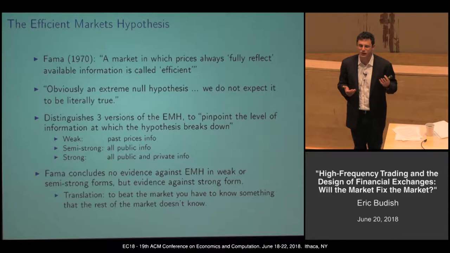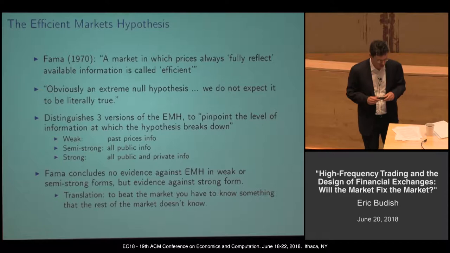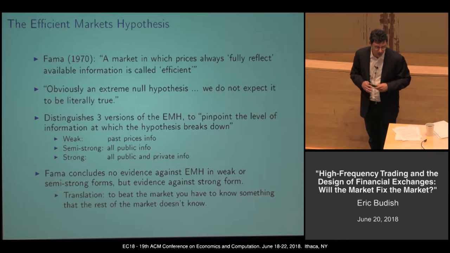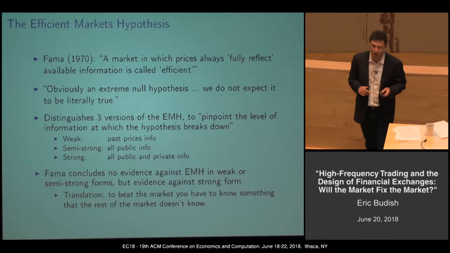And what Fama concluded 50 years ago was that there was evidence against the strong form. Of course, you can make money if you know something the rest of the market genuinely doesn't know, but the weak and semi-strong forms held up pretty well in the data. So the plain English is to beat the market, you have to know something the rest of the market doesn't know. As a 9-year-old, I didn't have good information on whether or not to buy IBM on October 20th, although it did go up by like 12 points.